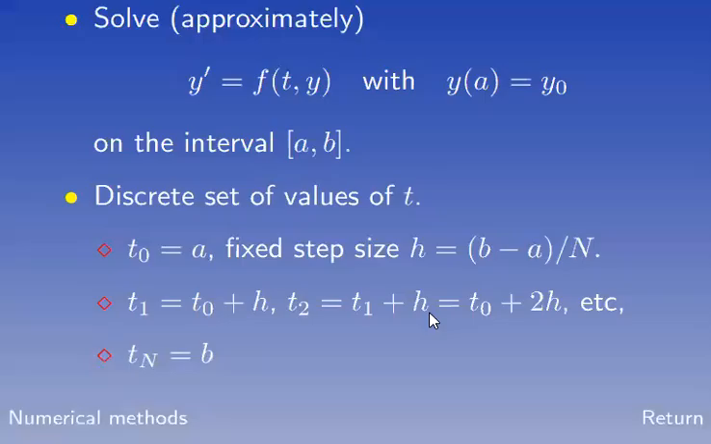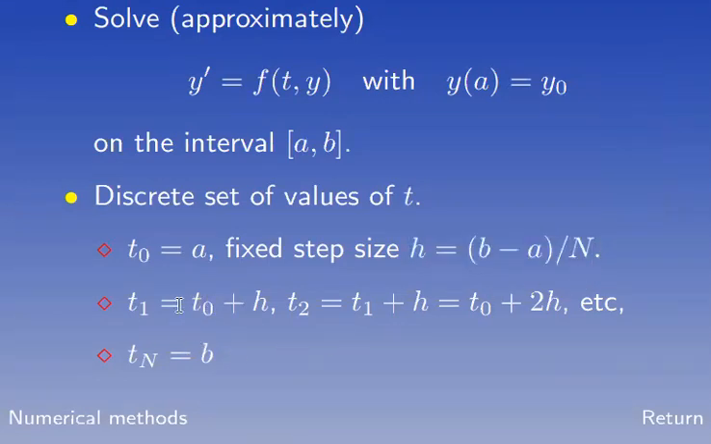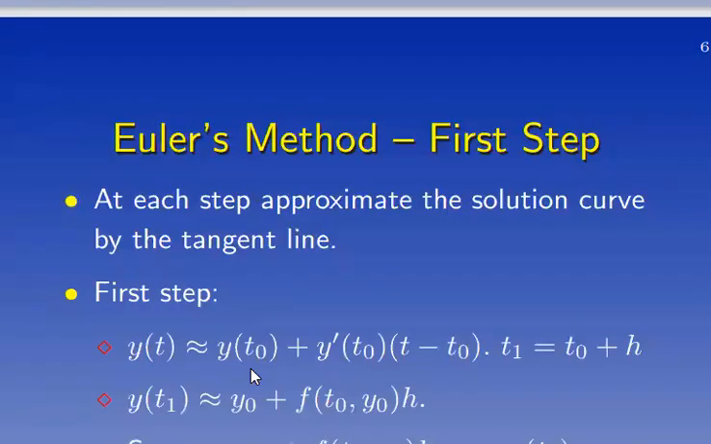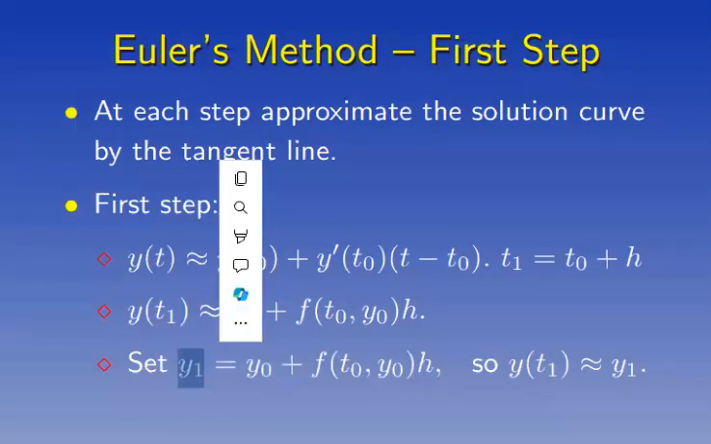So this is the recap. Start off with this, and this is the length of each subinterval. These are the points. t1 is t naught plus h, t2 is t1 plus h, so t naught plus 2h, and so forth. So this is clear, right? Then we can find y1.